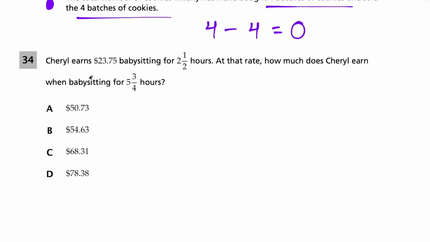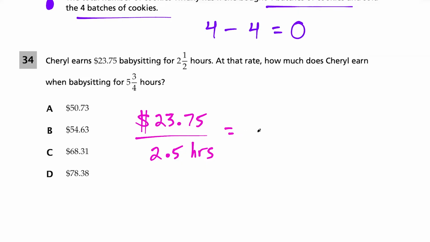Question 34, Cheryl earns $23.75 babysitting for 2.5 hours. At that rate, how much does Cheryl earn when babysitting for 5 3/4 hours? So for this one, we could set up a proportion. We have Cheryl earns $23.75 when she babysits for 2.5 hours. So I'm just going to say 2.5 hours. 1/2 is equal to 0.5. So this is what we have here.